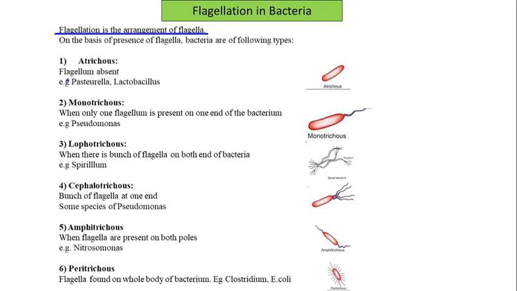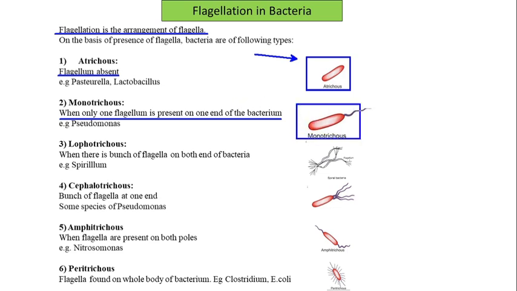Now on the basis of arrangement we can say that there are different types. So if flagella is totally absent, it's not there, then it is the category of atrichous bacteria. Second is monotrichous. Monotrichous means that flagella is present, but it is only one and it is present at the end of bacteria, like Pseudomonas. So in Pseudomonas, flagella is present only at one end. It is single. So this is the flagella which is present here.